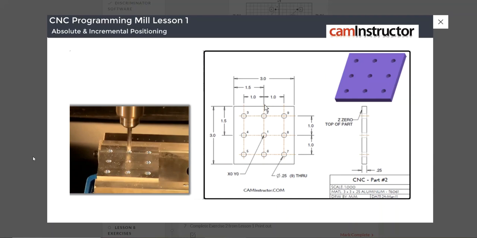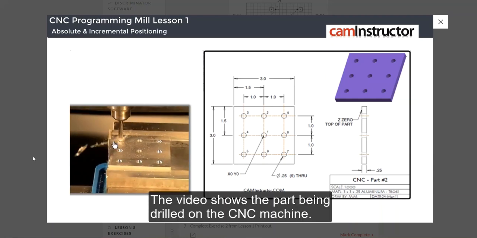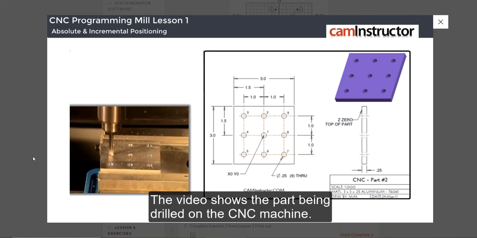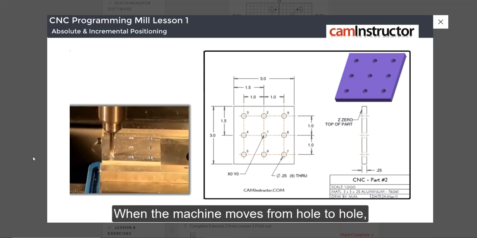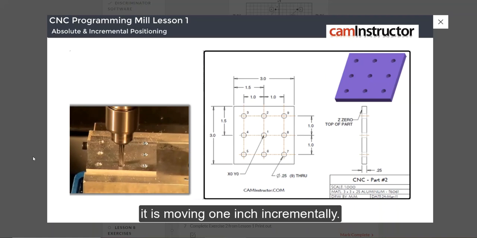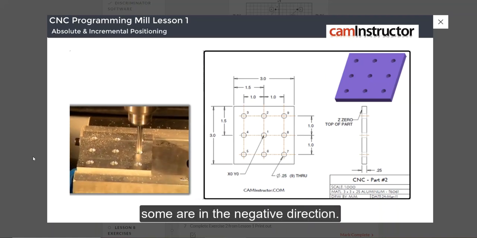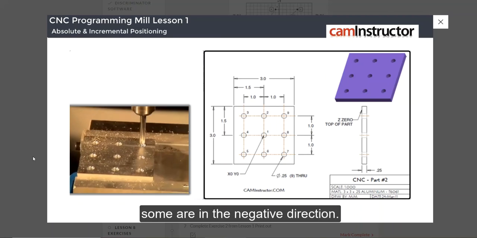The video shows the part being drilled on the CNC machine. When the machine moves from hole to hole, it is moving 1 inch incrementally. Some of the movements are positive, some are in the negative direction.